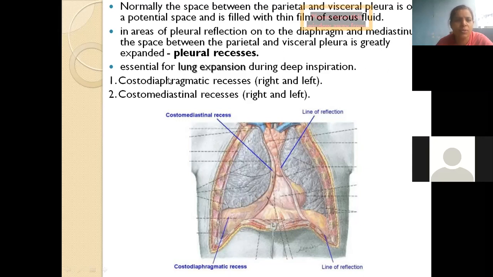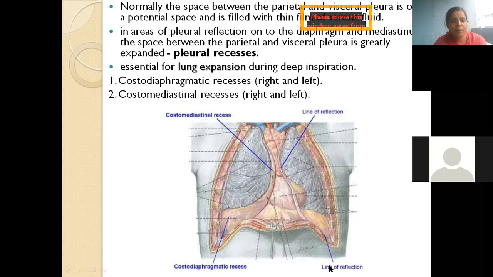Generally, what is the purpose of these pleural recesses? It helps in lung expansion during deep inspiration. We have costodiaphragmatic recesses, 2 in number, and costomediastinal recesses, 2 in number. If you give this much information and draw a rough diagram also, you will get full marks.